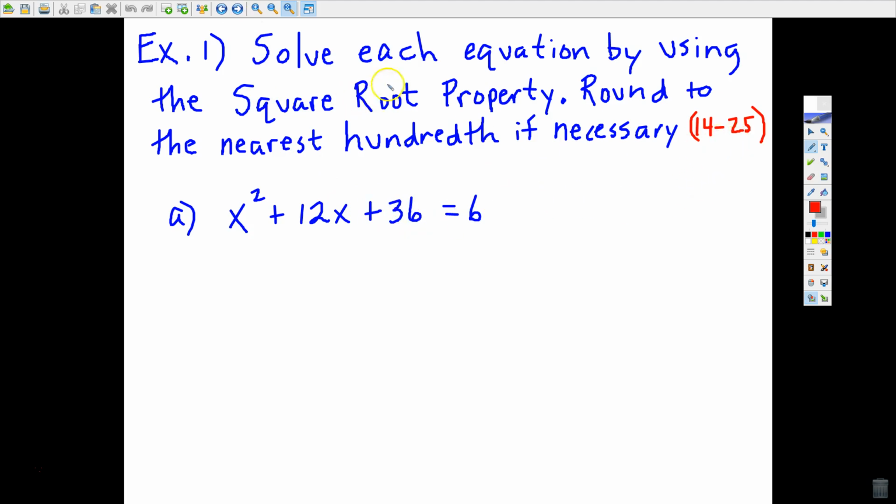So 14 to 25, I just wrote the instructions from your book for you. Given this quadratic equation, how would we solve it by using the square root property? Well, it's important to recognize that the left side of this equation represents what is known as a perfect square trinomial. The reason why it is classified as a perfect square trinomial is because it meets certain conditions. Number one, there are perfect square roots at the beginning and at the end. These terms have perfect square roots.